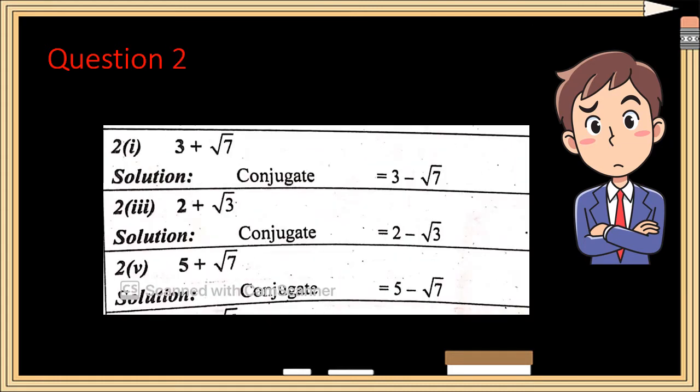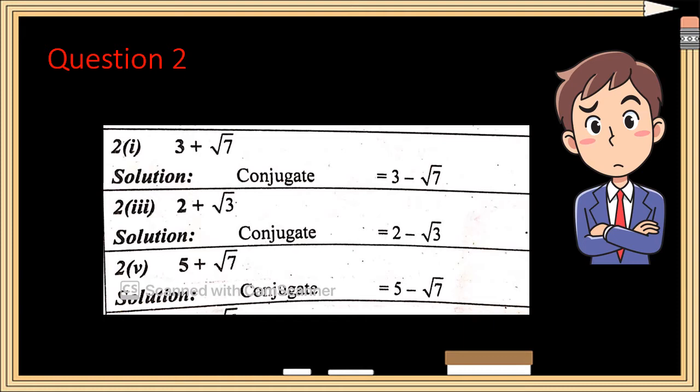Question number 2 is quite simple. You will only take the conjugates. What we will do is we will change the sign of the term with the radical sign. So you have square root of 7 with a positive sign, you will change it to negative. So 3 minus square root of 7.